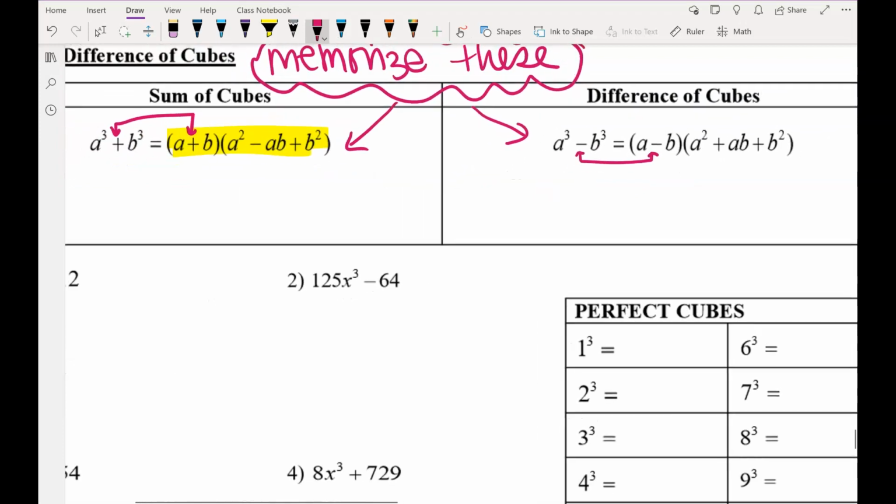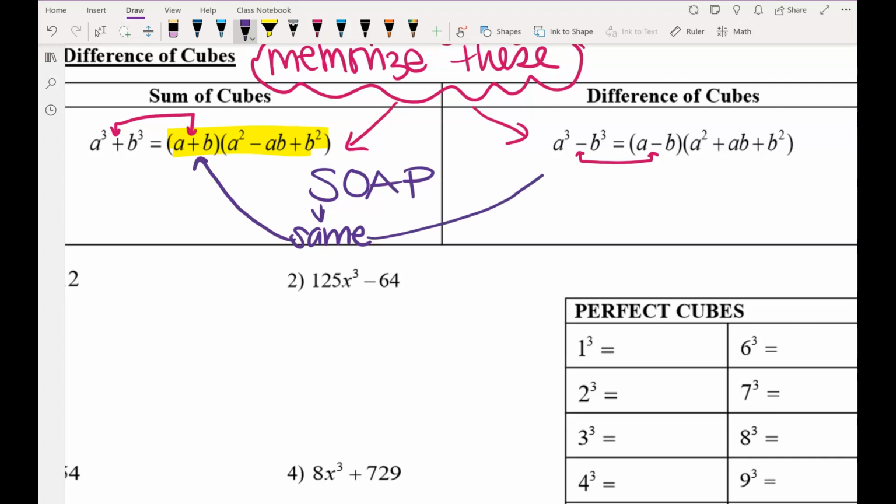Raise your hand if you guys have heard the word SOAP before from your teacher, your friend. Anybody remember what S stands for in SOAP? So the S stands for the same. What this means is, if we have an addition, then this right here will be the same. Same what? Same sign. Can you guys see it? So S stands for the same sign.